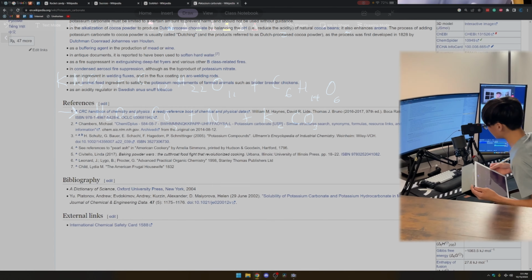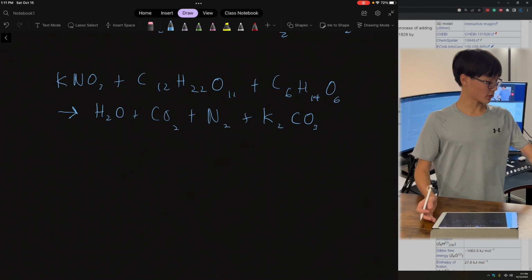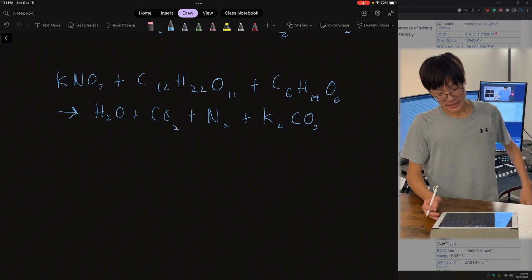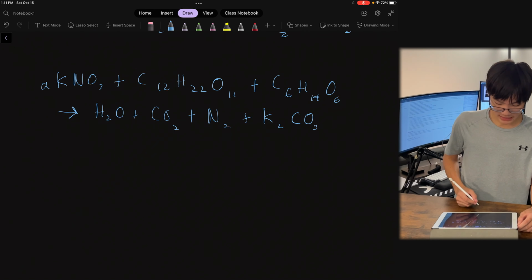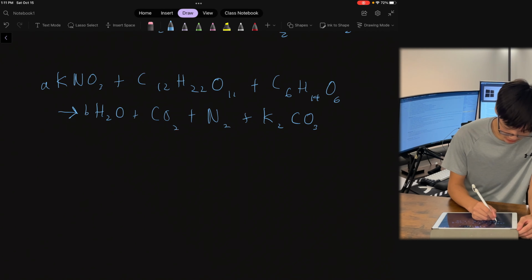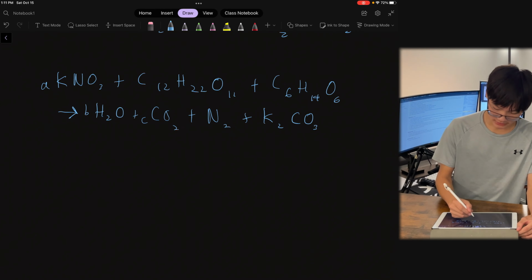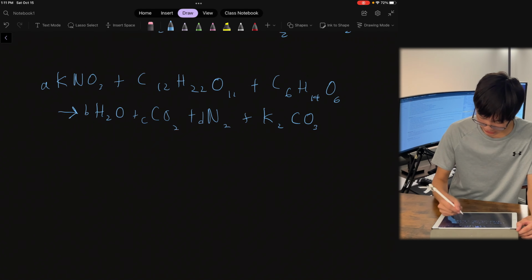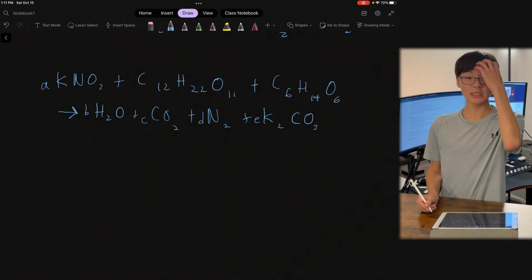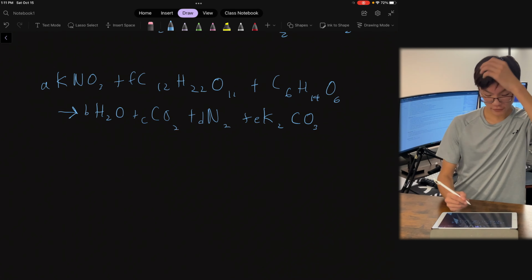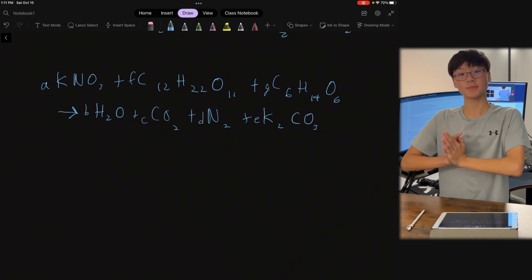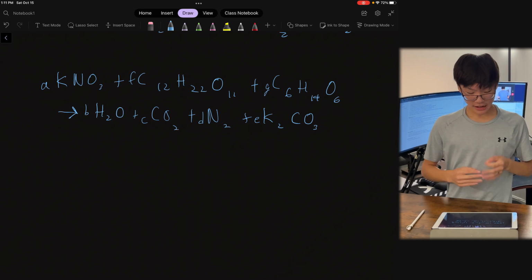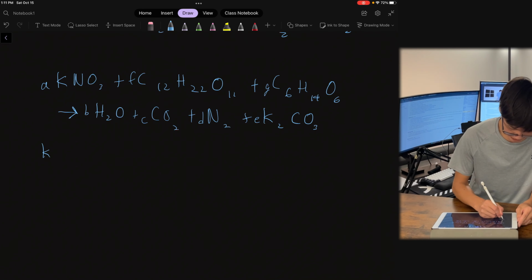Well, we could use some similar steps as what we did earlier in our previous reaction. So first off, let's say that we have A molecules of potassium nitrate, B molecules of water, C molecules of carbon dioxide, D molecules of nitrogen, and E molecules of potassium carbonate. And I'm also going to have F molecules of sucrose and G molecules of sorbitol. Well, you notice we have 5 different atoms taking place. So we have K, N, O, C, and H, right?